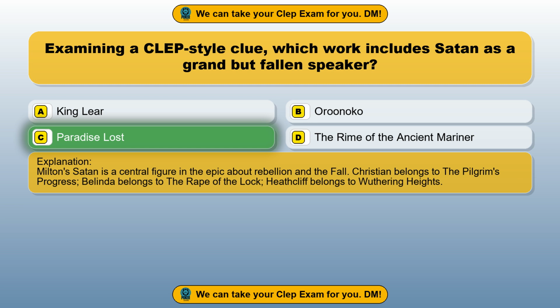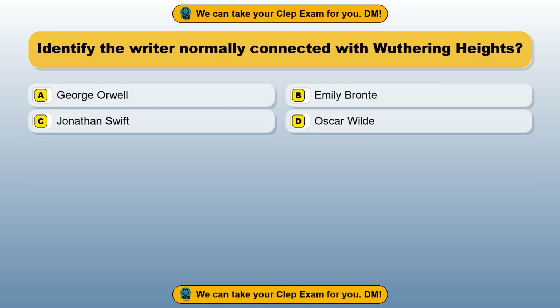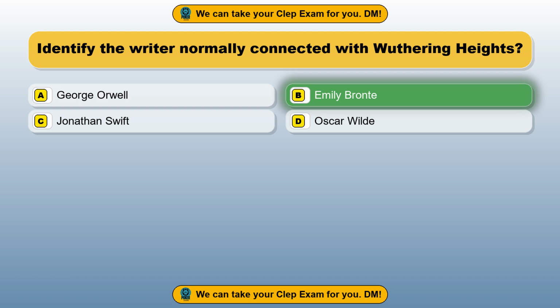Christian belongs to The Pilgrim's Progress, Belinda belongs to The Rape of the Lock, Heathcliff belongs to Wuthering Heights. Question 62. Identify the writer normally connected with Wuthering Heights. Option A, George Orwell. Option B, Emily Bronte. Option C, Jonathan Swift. Option D, Oscar Wilde. The correct answer is option B, Emily Bronte.